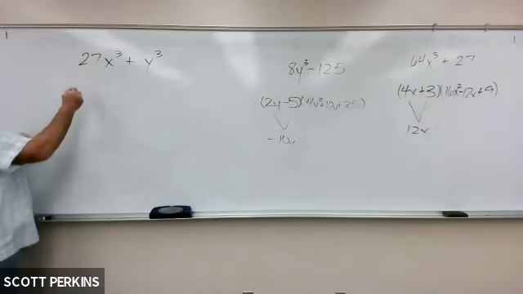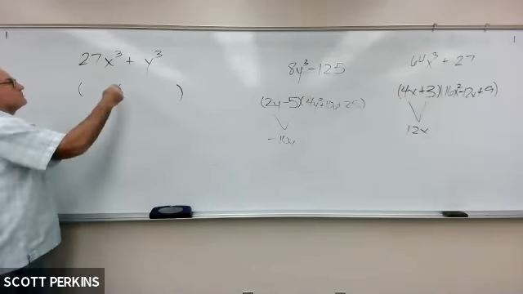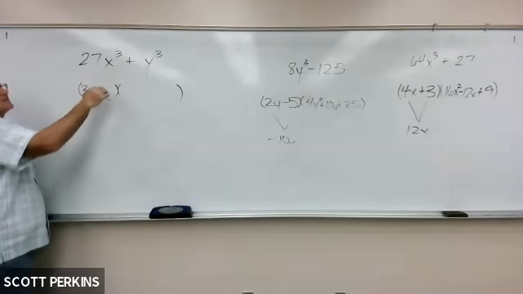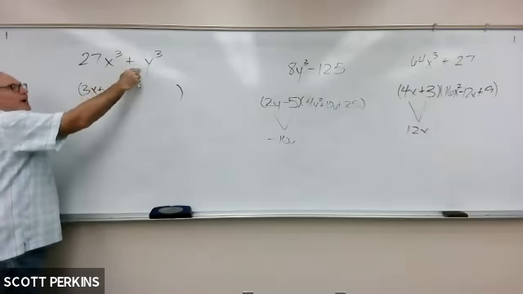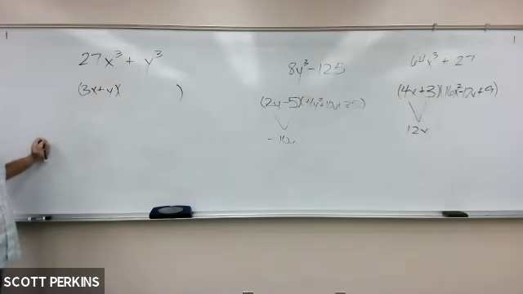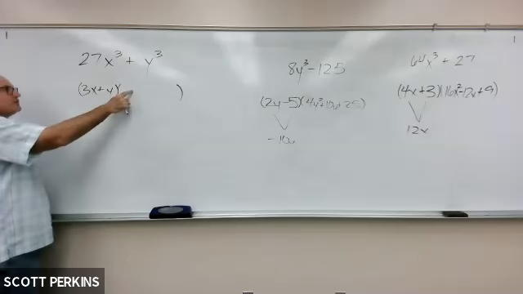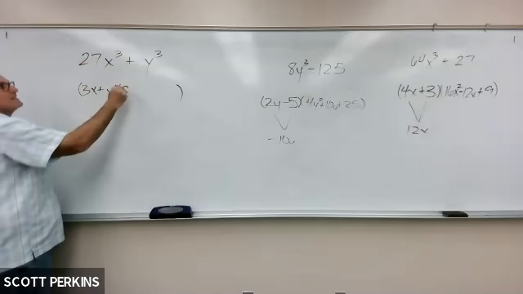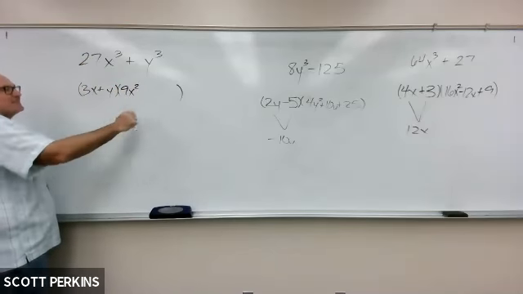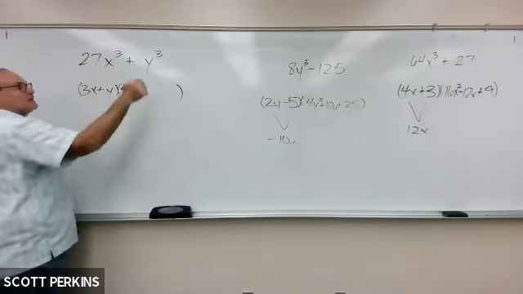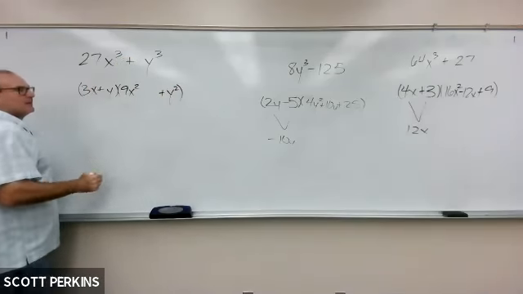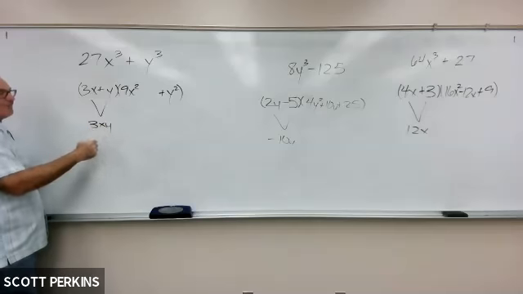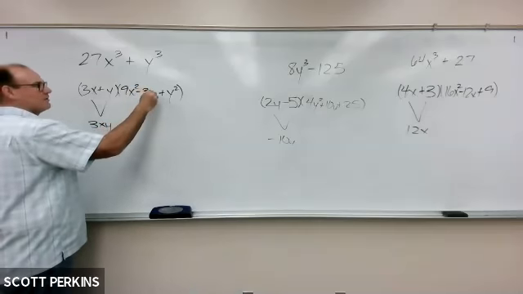All right, now try this out. Two terms, three terms. 27x cubed, the cube root of that is 3x. I've got a plus, the cube root of y cubed is y. We've seen that a few times. And so now what here times 3x gives me 27x cubed? Well, 27 divided by 3 is 9 and x squared. My lasts, what here times y is y cubed? That's going to be y squared. And then finally, 3x times y is 3xy. And I change the sign to minus 3xy.